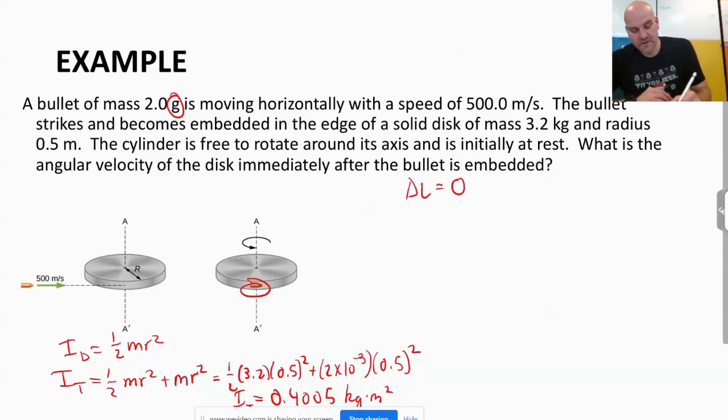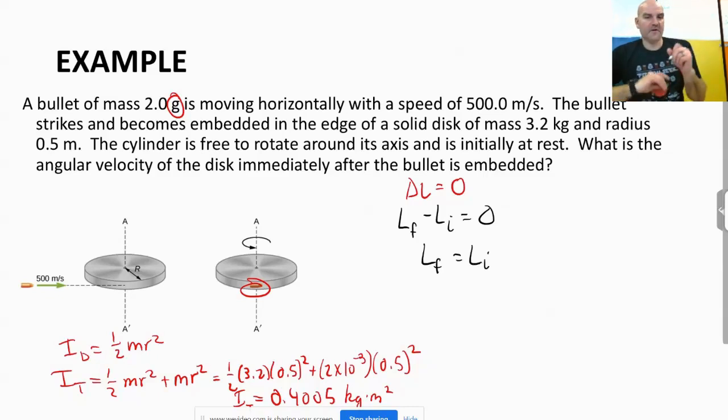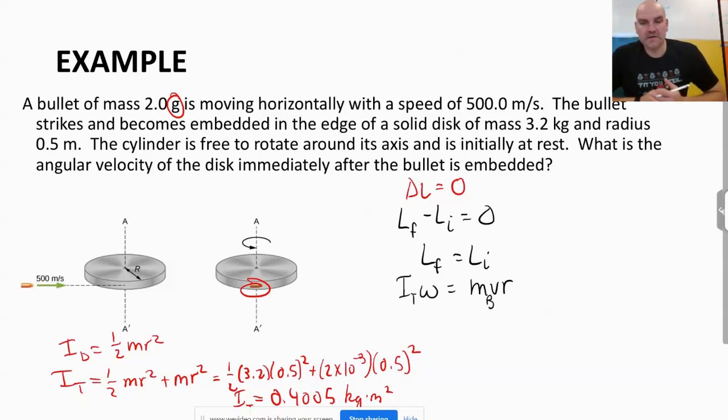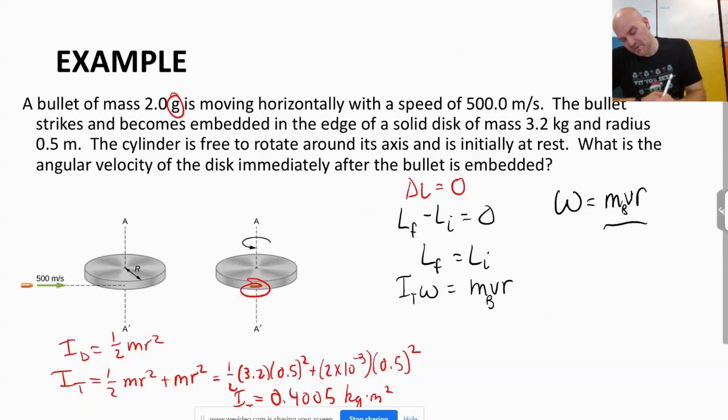Let me change the color. So what does that mean? My final L minus my initial L is going to equal 0. And that just means my final equals my initial. Now, this is where the bullet is not rotating, but it causes rotation. So its angular momentum is simply mvr, where m is the mass of the bullet. But over here, we have the total I times omega, and we're solving for omega. So it's going to be m v r, with m the mass of the bullet, over the total moment of inertia after the collision.